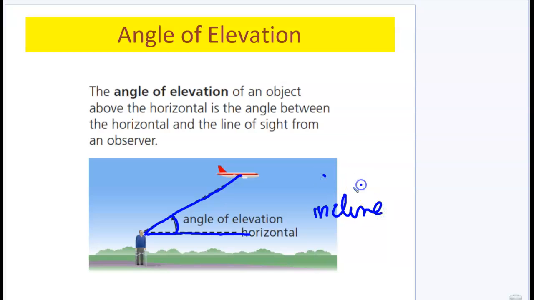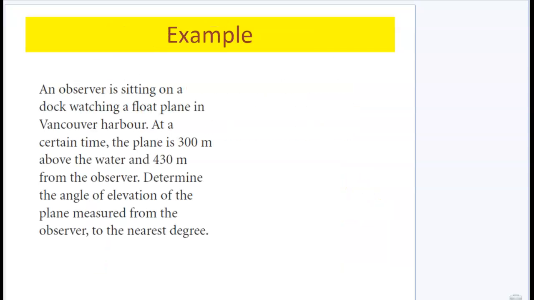So in our first example, we have an observer sitting on a dock watching a float plane in Vancouver Harbor. At a certain time, the plane is 300 meters above the water and 430 meters from the observer. Determine the angle of elevation to the nearest degree.